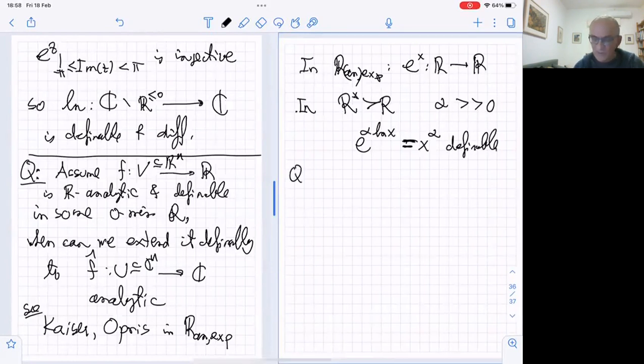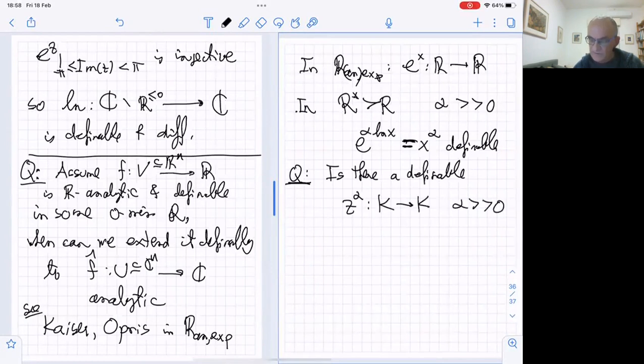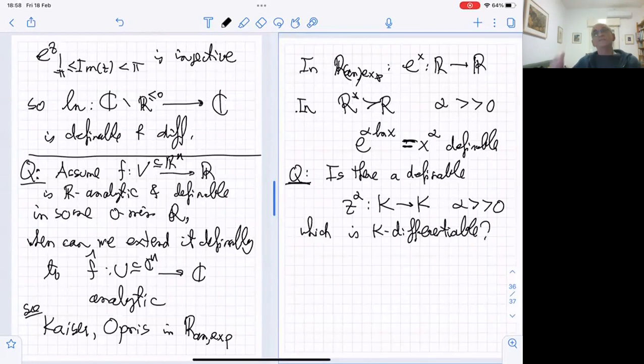You can ask yourself, well, can you do something similar in C? Is there a definable z to the alpha from K to K for alpha infinite, which is definable in an o-minimal structure, which is K differentiable? Can you play the same game we did with real functions? Can we do it with complex functions and get infinite powers of z which are definable?